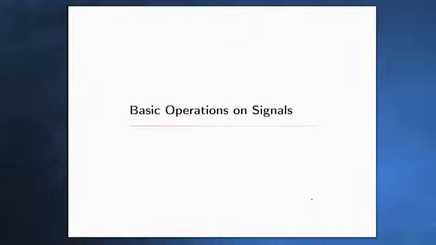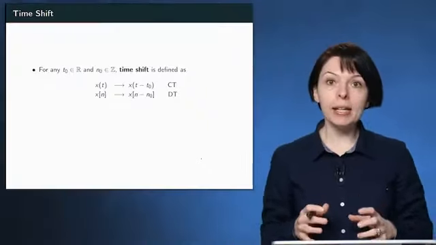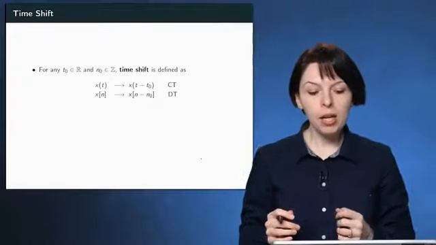All right. Now that we are done with the definitions of signals and looking at discrete time signals and continuous time signals, let's look at some basic operations on these signals. The first operation that we're going to look at is time shifting.